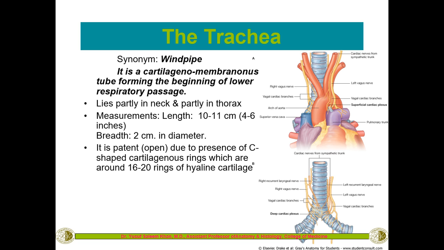So there are 16 to 20 cartilaginous rings which are made up of hyaline cartilage. Again, the hyaline cartilage is important because they don't ossify. They can ossify. Okay. So these are the cartilaginous rings which are covering the trachea only in the front, not from behind, because the C shape, the lower back part is not having the cartilage.